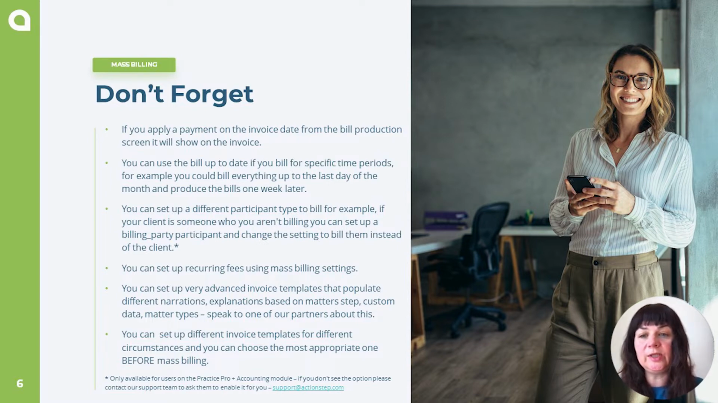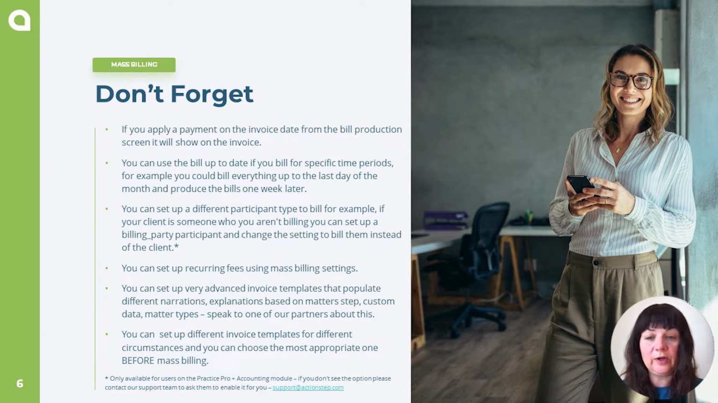You can also set up a different participant type to bill. For example, if your client is someone who you aren't billing, you can set up a billing party participant and change the setting to bill them instead of the client. For example, sometimes we represent clients and it isn't actually the client that is paying the bill, it may be a different organization. So we can set that up with a different participant type.